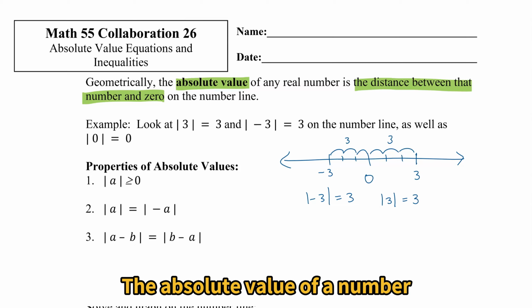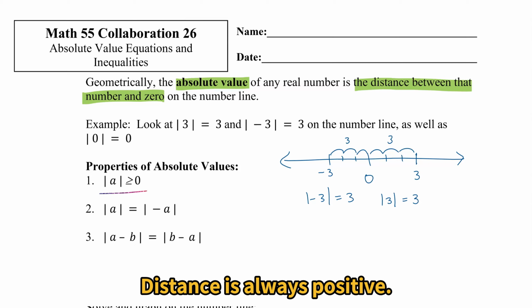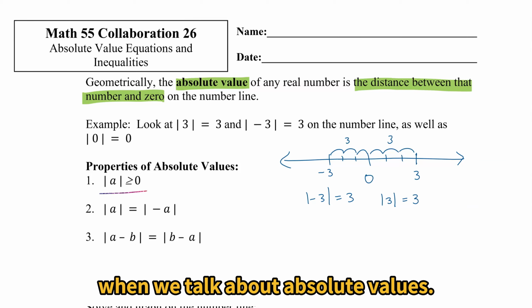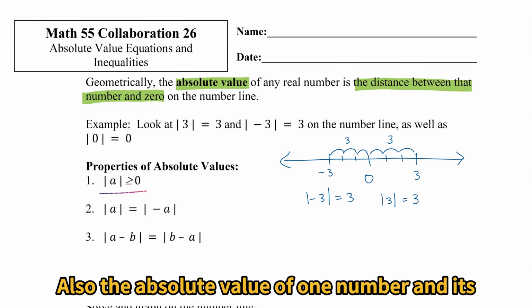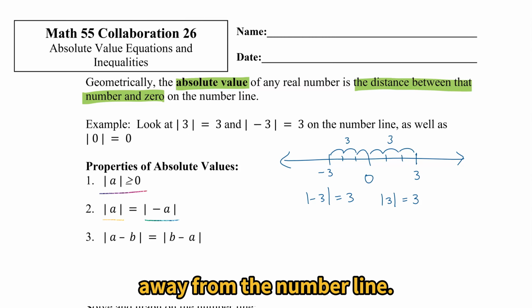Now let's take a look at some properties of absolute values. The absolute value of a number is always greater than or equal to 0. Distance is always positive. So we maintain that distance definition when we talk about absolute values. Also, the absolute value of one number and its opposite will be equal, as we saw with 3 and -3. We have the same distance away from 0 on the number line.